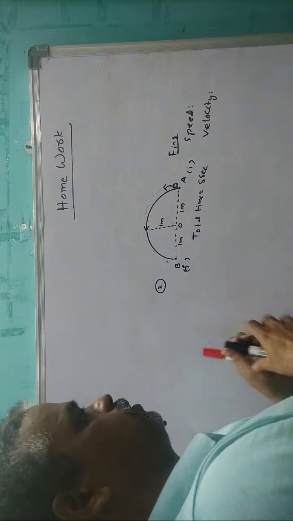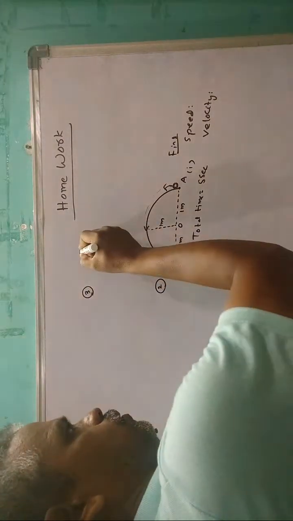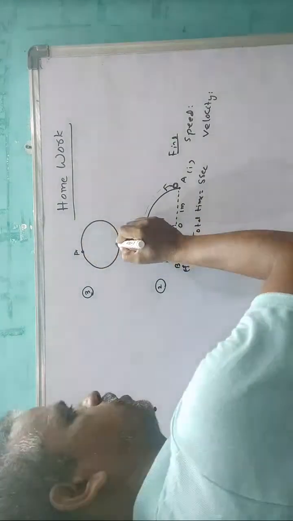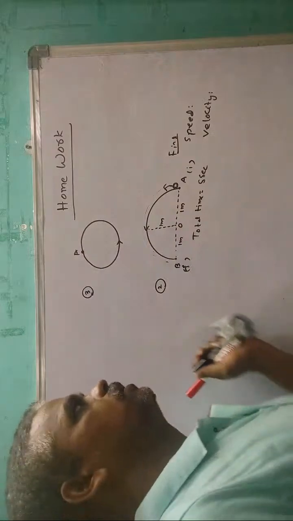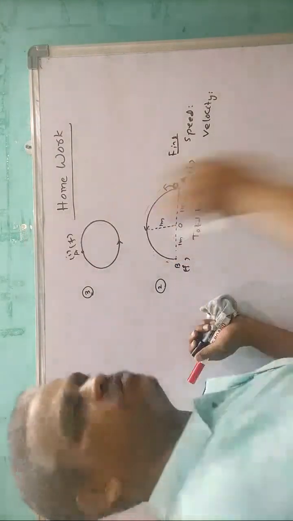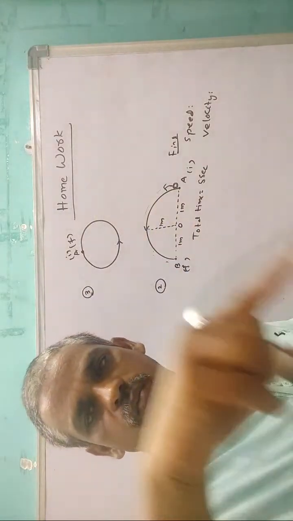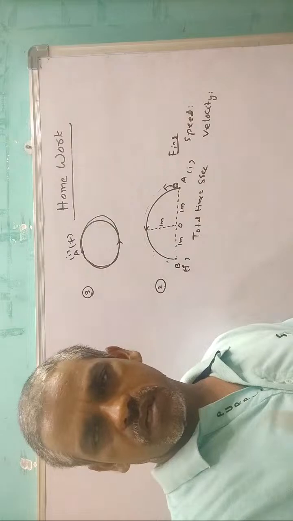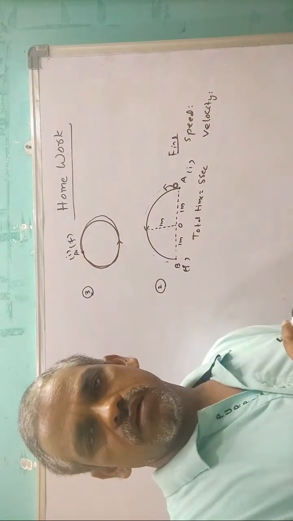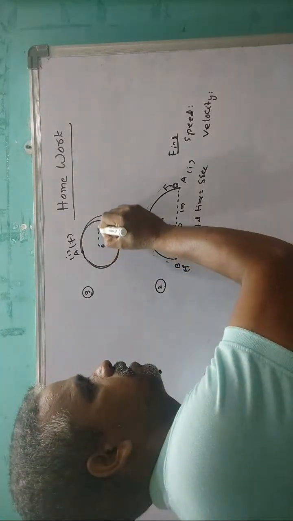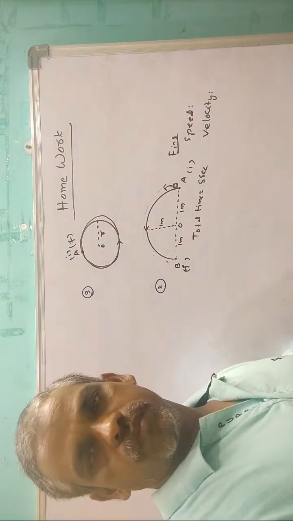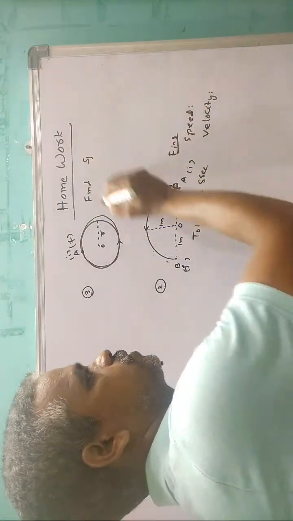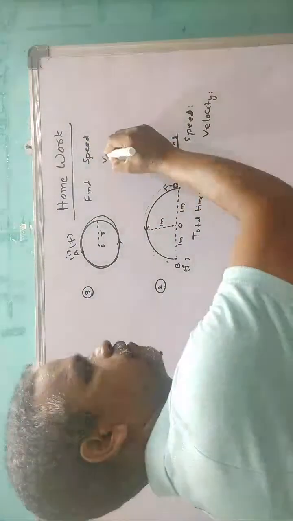Okay, now third. This is A. A particle starts from A and finally reaches A only. This is the initial position, this is the final position. That means the particle or body starts from A, travels, and finally reaches A only. Initial and final positions are the same. This is the origin, and the radius of this path is R. So find speed and velocity.